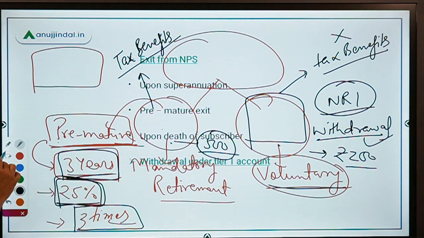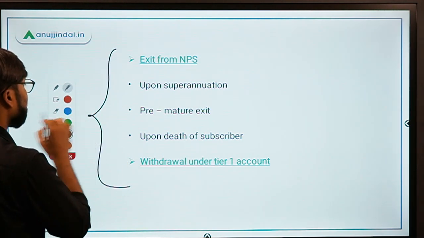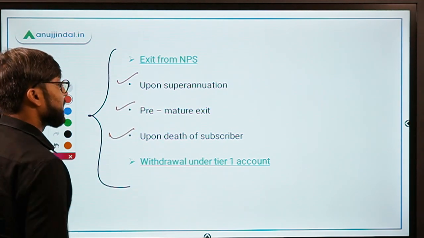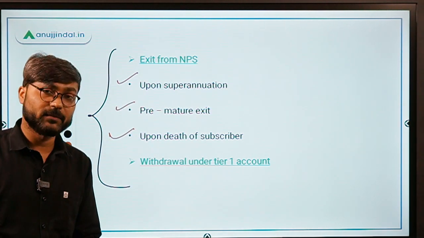एंड नाउ लेट्स टॉक अबाउट द एग्जिट क्राइटेरिया, कि एग्जिट का क्या क्या क्राइटेरिया है. सो एग्जिट के लिए सबसे पहले तो है अपॉन सुपर एनुएशन, देन वी हैव प्रीमेच्योर एग्जिट, देन वी हैव एग्जिट ऑन द डेथ ऑफ द सब्सक्राइबर.